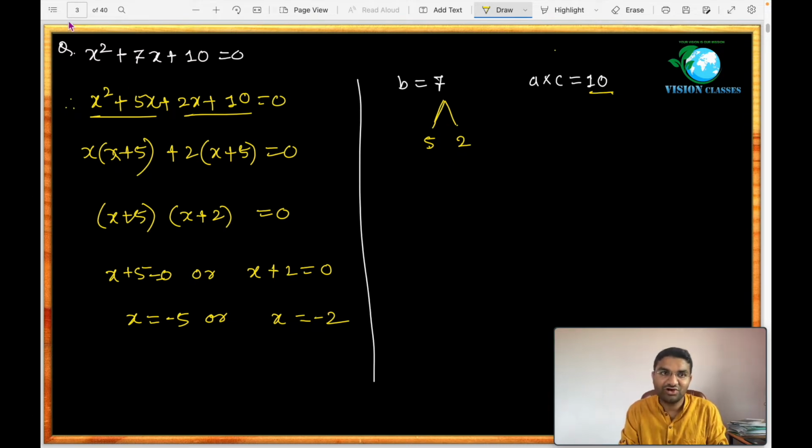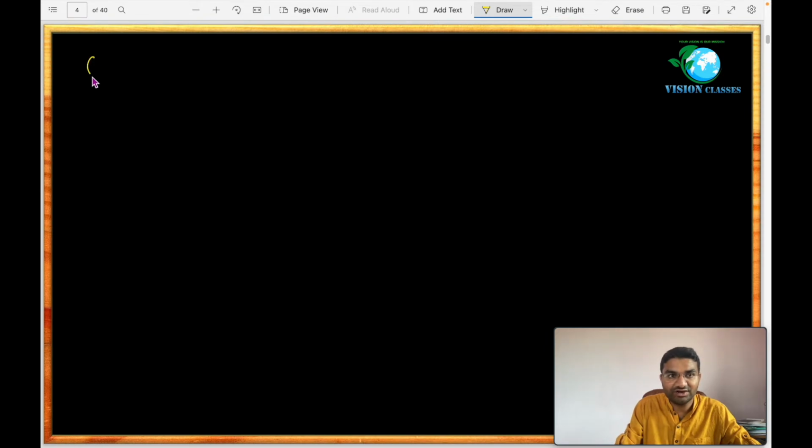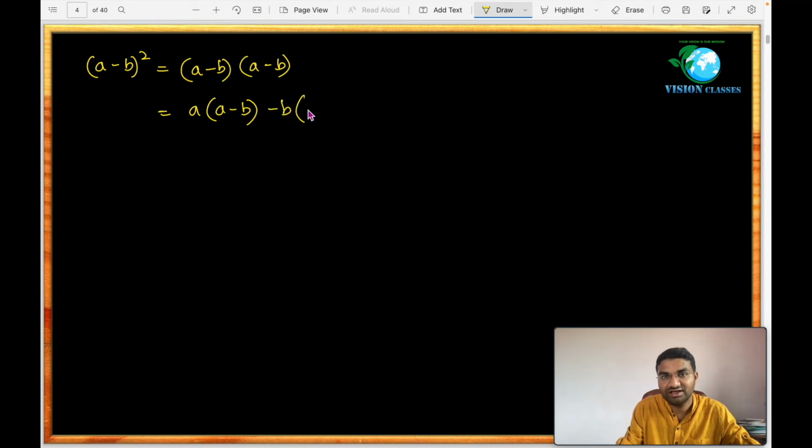Now let's move on to the next formula. Let's say we have a minus b bracket square. What about this one? So we can write it again twice, right? A minus b and a minus b. So multiply this one, a minus b times a minus b.